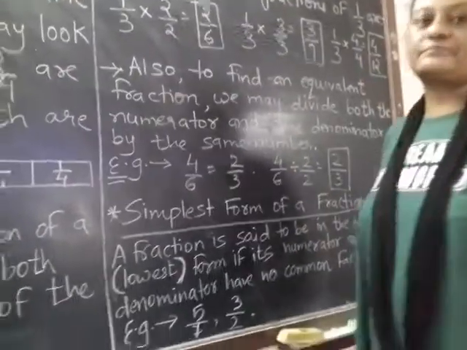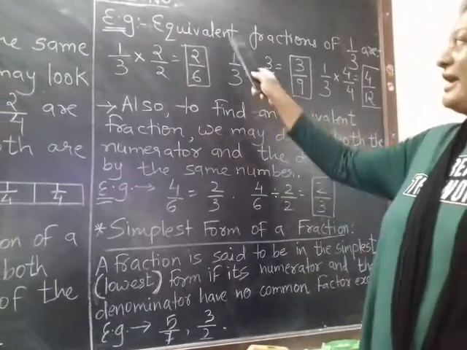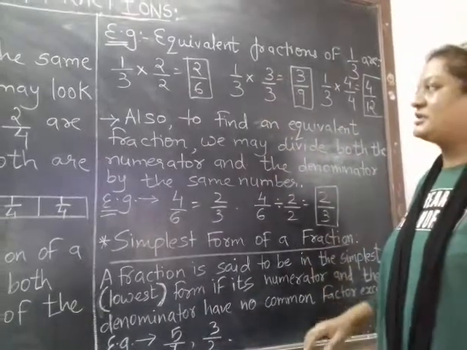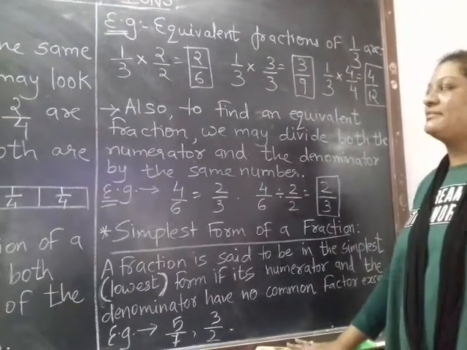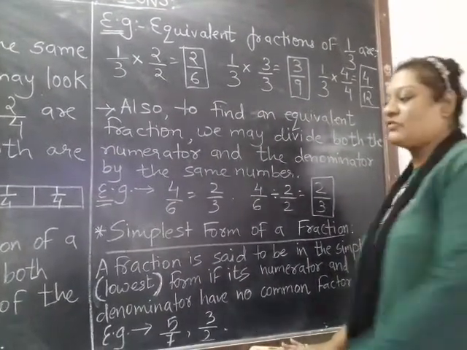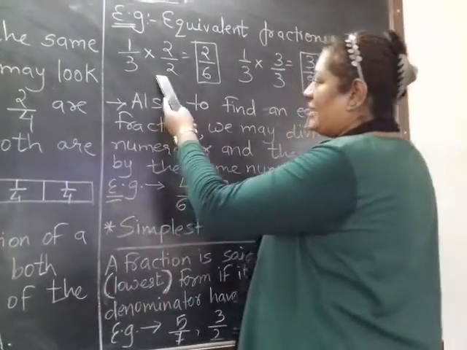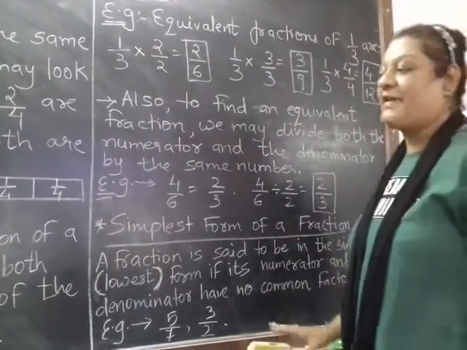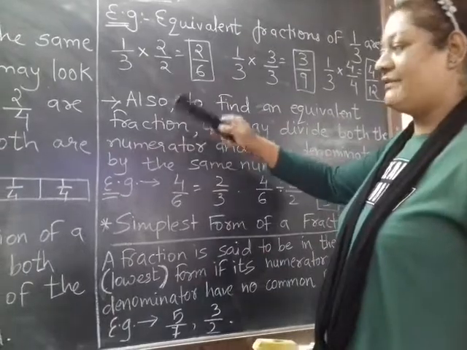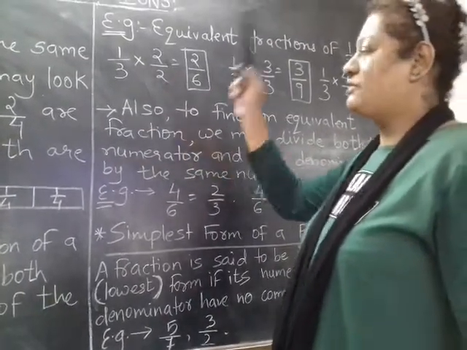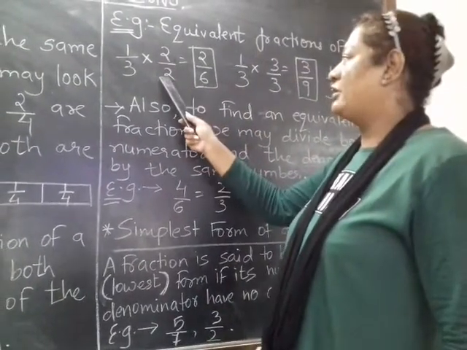As I said about equivalent fractions, we always begin with 2 upon 2. This is what I have written. The same I have made practically for you to understand it well. Now, 1 upon 1 we never take to find equivalent fractions. We will always start with 2 upon 2.